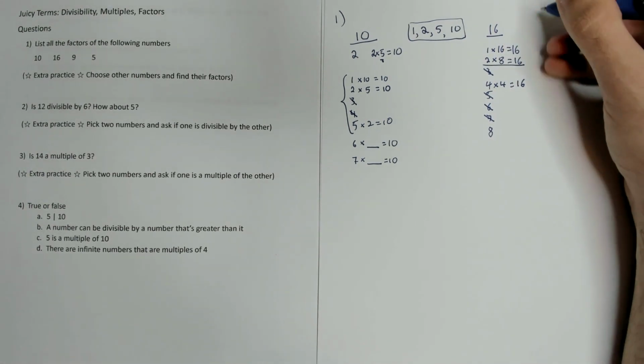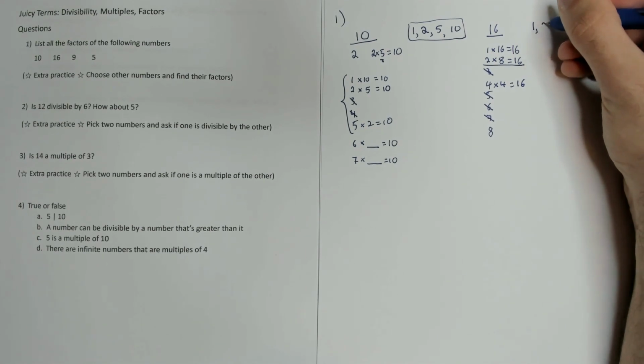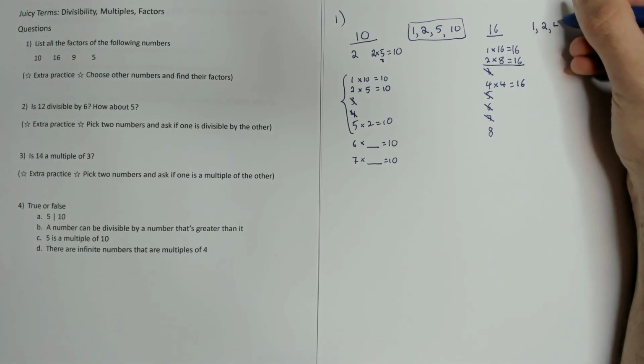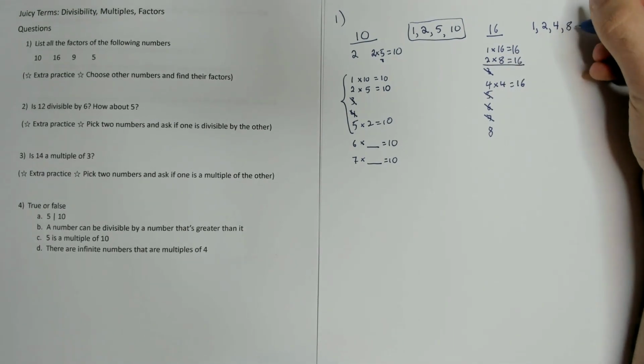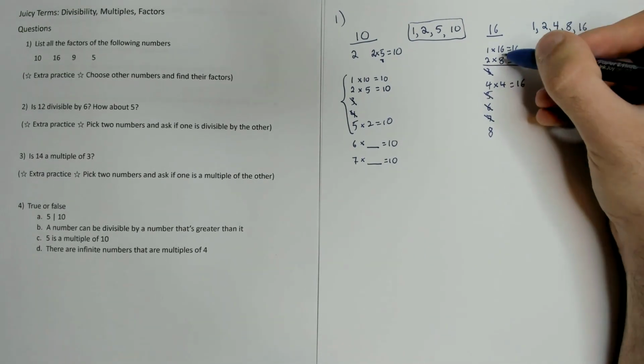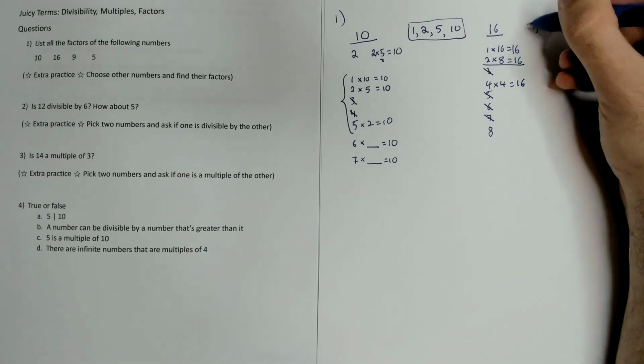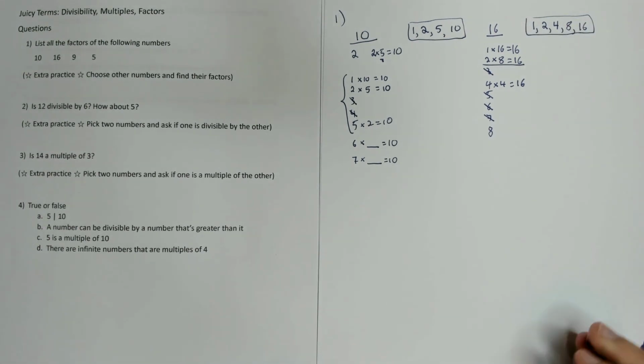So we can list our factors. We have 1, 2, 4. So that was 1, 2, 4. And then we have 8 and 16, right? Because we have to include these as well. So these are our factors of 16.